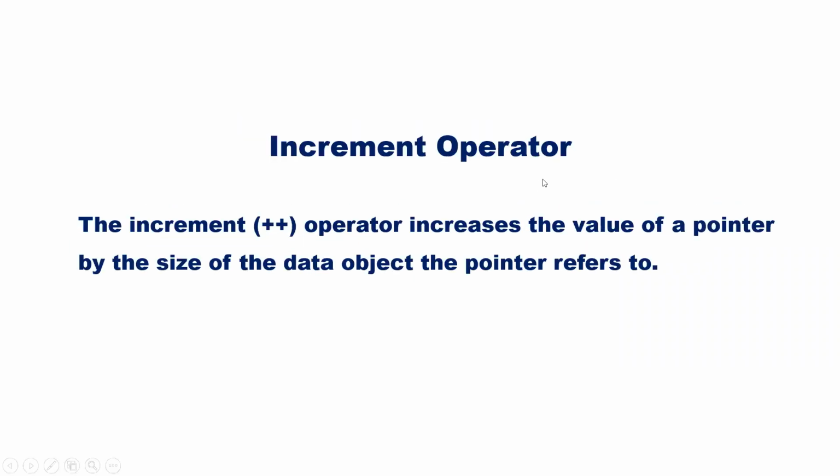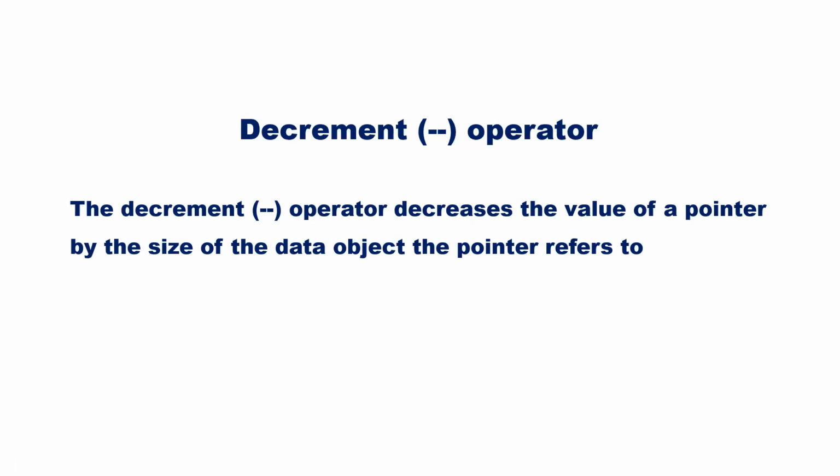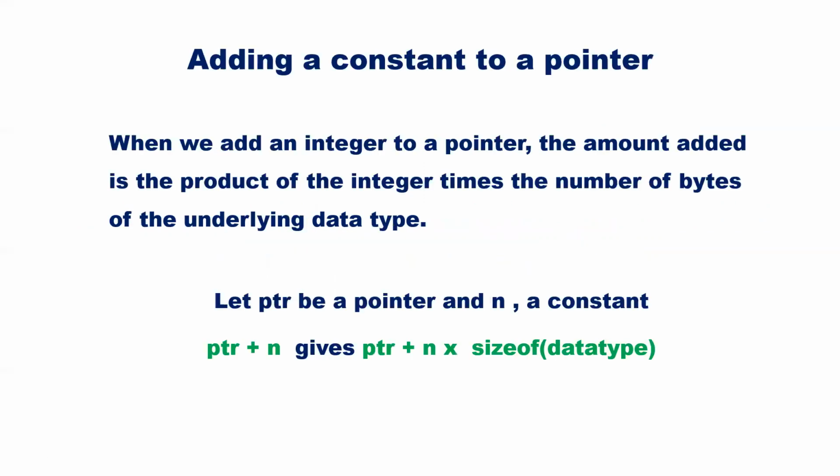In this video, let us discuss pointer arithmetic. The increment operator ++ increases the value of a pointer by the size of the data object the pointer refers to. Similarly, the decrement operator decreases the value of a pointer by the size of the data object the pointer refers to. So when we add an integer to a pointer, the amount added is the product of the integer times the number of bytes of the underlying data type.